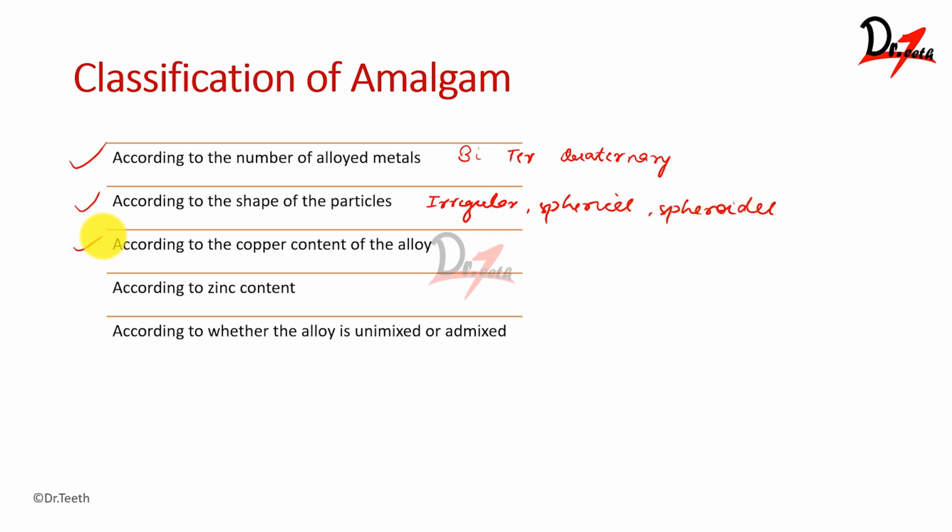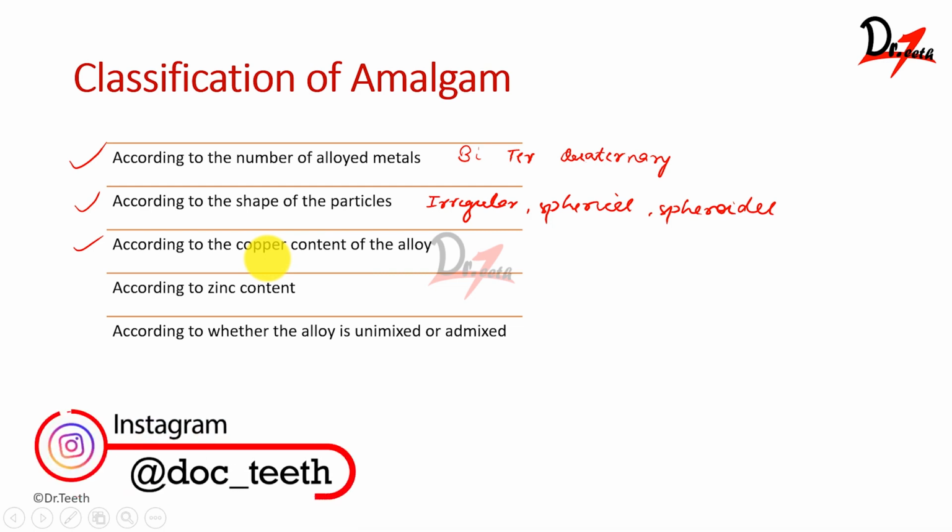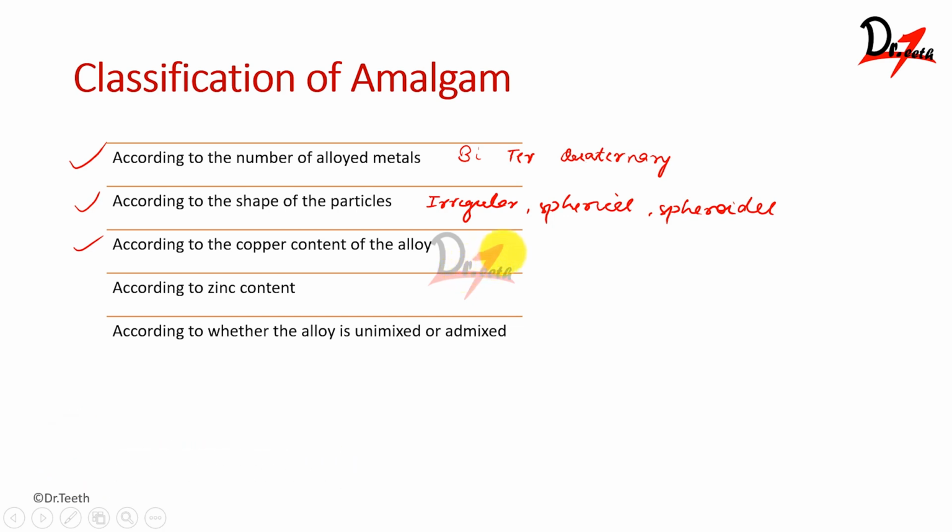Then according to the copper content, you must have heard about it, like we have high copper alloy and low copper alloy. We'll see why we need to add a high percentage of copper. But according to that also we can classify the amalgam. So low copper alloys generally have 2 to 6% and high copper have 12 to 30%.